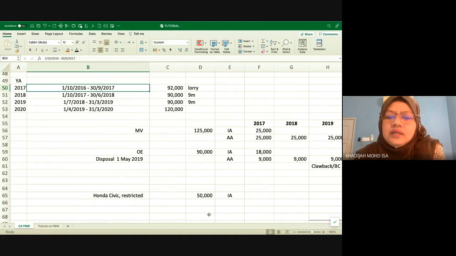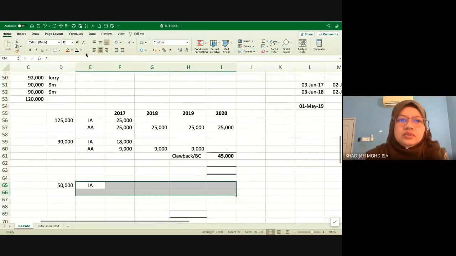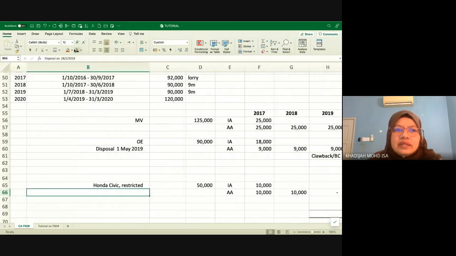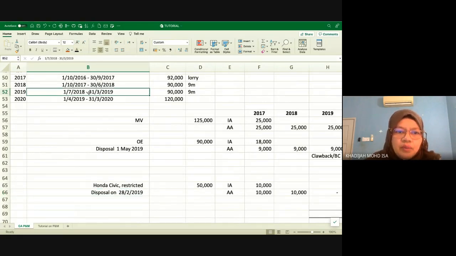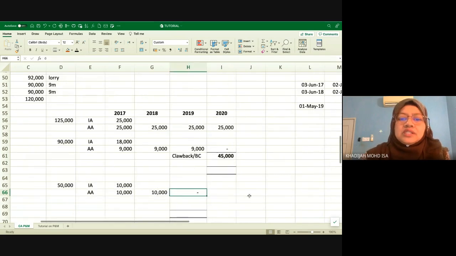Betul kan? Alright. So means that you're going to claim that asset in 2017 onwards, 10,000 in 2017, 10,000 again, right? And then annual allowance 2018. But you all also provide the information that the asset was disposed of. Yeah, it was disposed on 28th of February 2019. So it will be in 2019, right? But remember that in this case, the clawback does not apply because the period is longer than 2 years. The acquisition period is longer. So you are going to dispose in 2019.